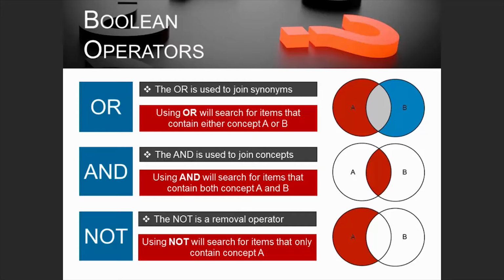Basically, there are 3 Boolean operators: or, and, not. Or is used to combine synonyms or words with a similar meaning together. For example, using or will search for any resource that contain either concept A or B. And is used to combine concepts together. For example, using and will search for resources that contain both concept A and B. Not is a subtraction operator. For example, using not will search for resources that only contain concept A.